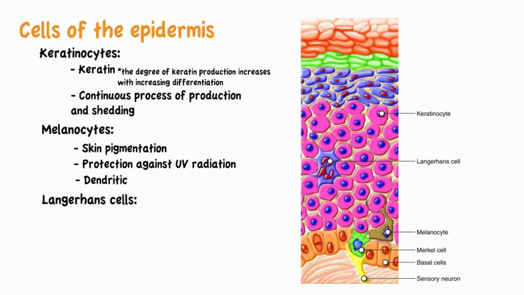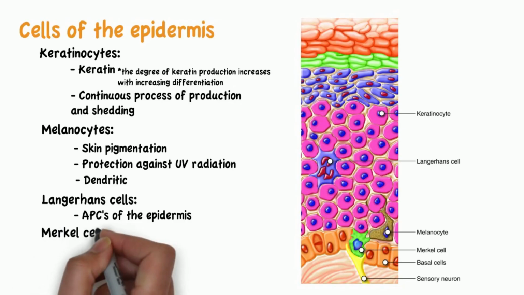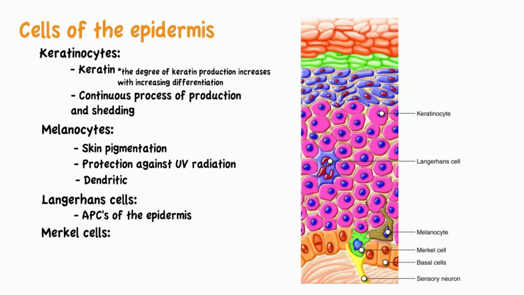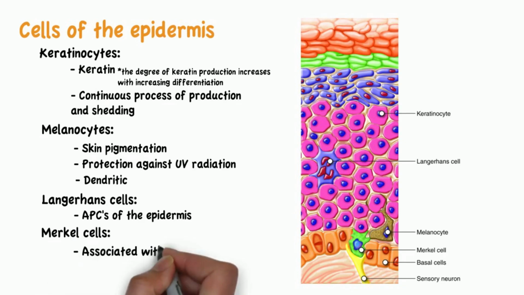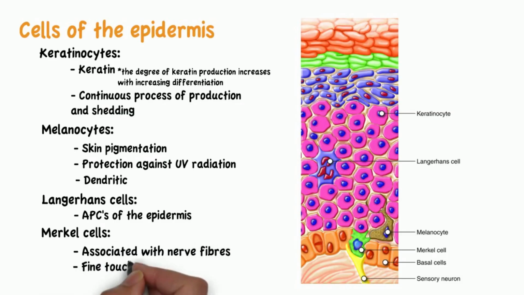Langerhans cells are the antigen-presenting cells of the epidermis. They are important for the defense against surface pathogens, and they may present the antigens to lymphocytes in the skin, or they may also migrate to lymph nodes. So the last cells that we will talk about in the epidermis are Merkel cells. These are specialized cells that reside in the basal layer in association with nerve fibers, and they are responsible for fine touch sensation.